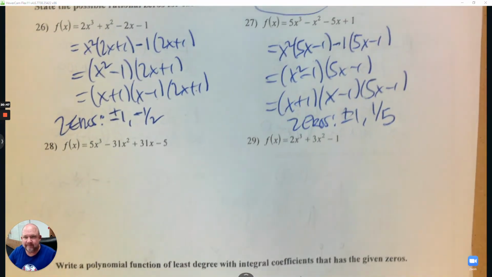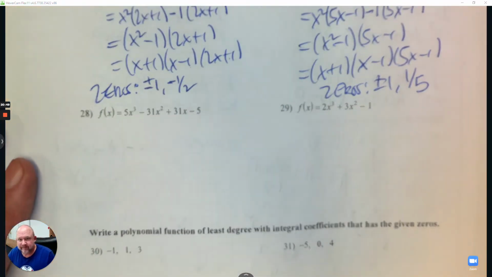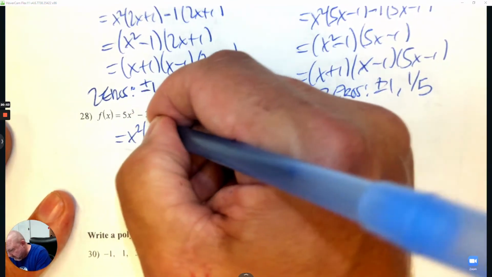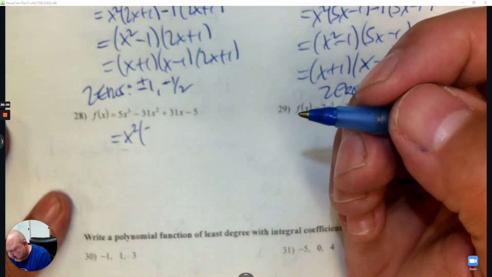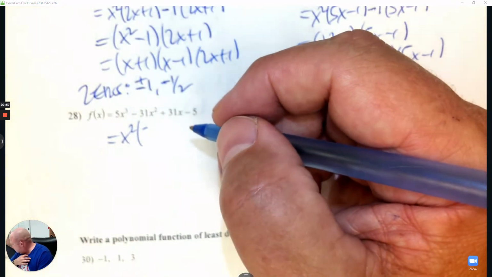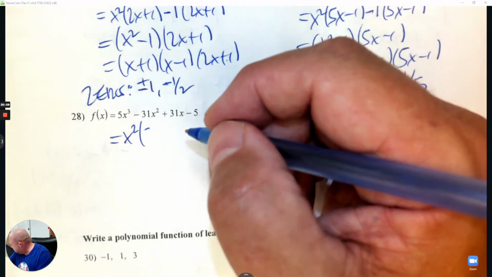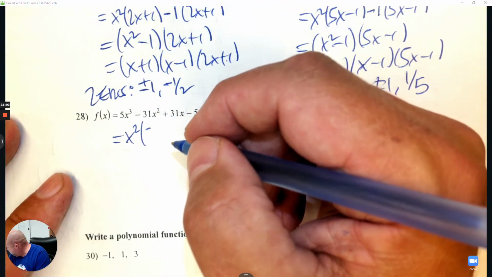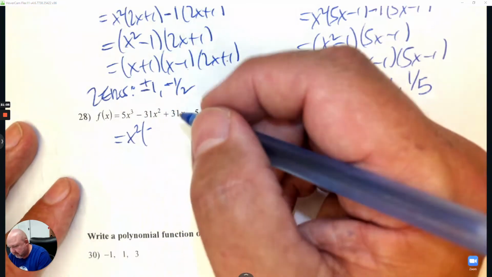Number 28. Again, I want you to factor it if you can. This one I'm not sure. Is it factorable, this one? I don't think it's factorable. All right. It's not factorable.